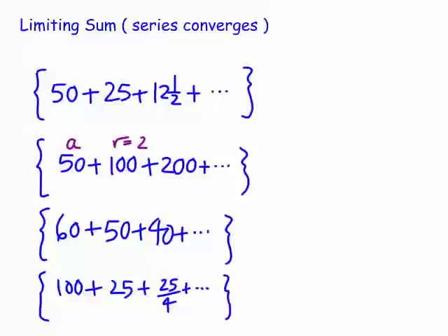The first thing is, is it a geometric series? In this case it is. Okay, so it's a geometric series, that's a GS. That's good. Now, is r in the right range? The absolute value of r is greater than 1. So therefore, no limiting sum.